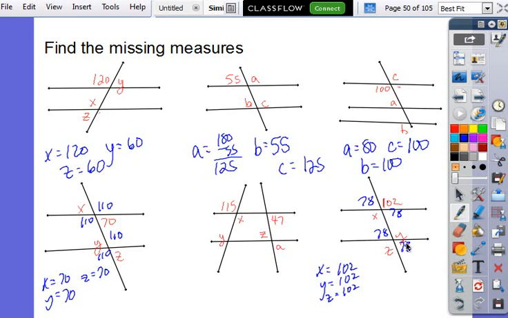Now if I go to the middle one right here, it's got two transversals. This transversal has nothing to do with the first one. They're separated. So the X and the Y have nothing to do with the A and the Z. So for X right here, what would it be? 115 because it's vertical. What about Y? Y is 115 because it's corresponding. What about Z? It's 47. Why? No, it's not corresponding. Alternate interior. A is 47 because it is corresponding.